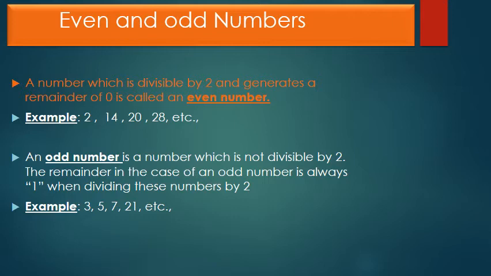Let's look at 20. Can I divide 20 by 2 and get an answer which leaves no remainder? Yes. 20 divided by 2 equals 10, and there is no remainder there, so it is an even number. 28. Can I divide 28 by 2 and get an answer which leaves no remainder? Yes. 28 divided by 2 equals 14, and there is no remainder, so that makes it an even number.